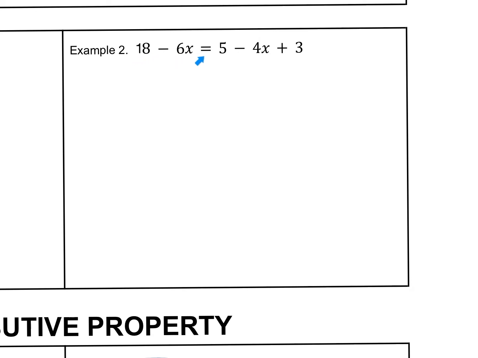We have 18 minus 6x equals 5 minus 4x plus 3. Okay, so the first thing I want to do is combine our like terms. Let me go ahead and highlight the terms. Now you see that we have an 18, a 5, and a 3 that are all constants and will need to eventually be combined. And then we have a minus 6x on the left side and a minus 4x on the right.